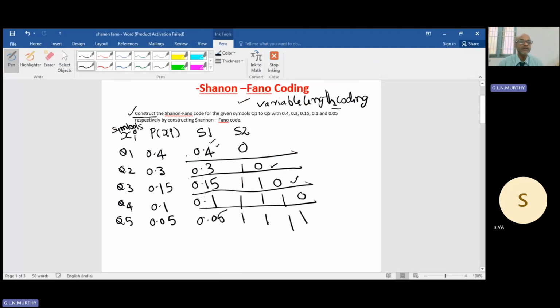Coding is completed. We have to come back, assign the values. How we assign directly. So 0, 0.3, 10, 0.15, 110, 0.1, 110, and 0.05 is 1. Right?